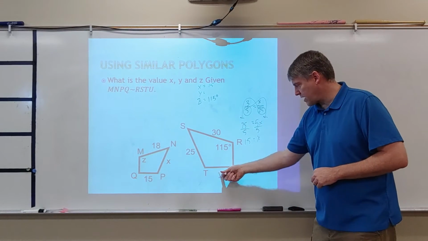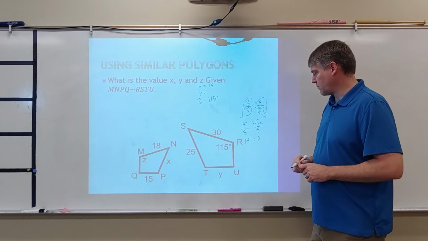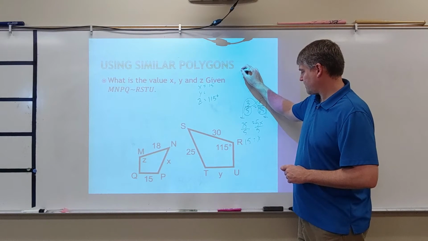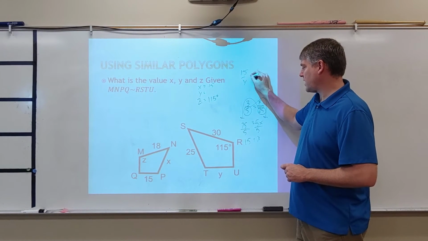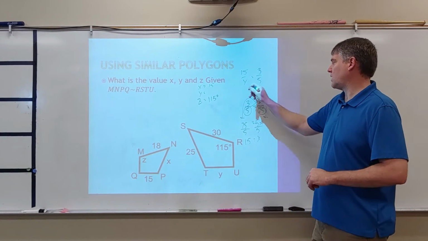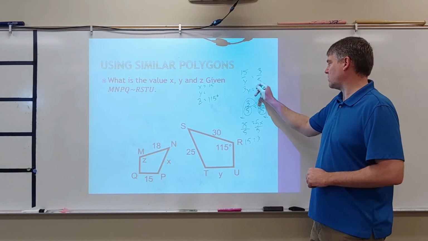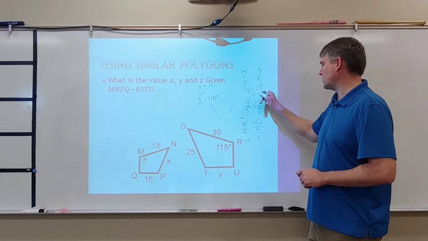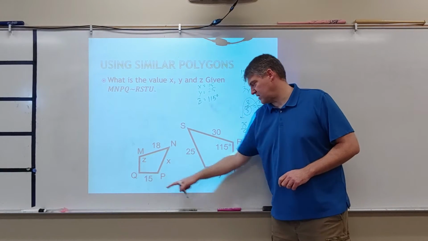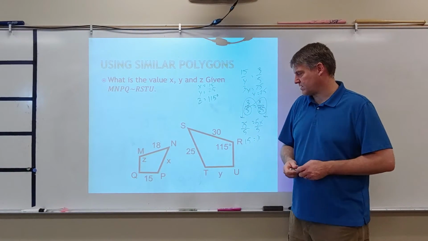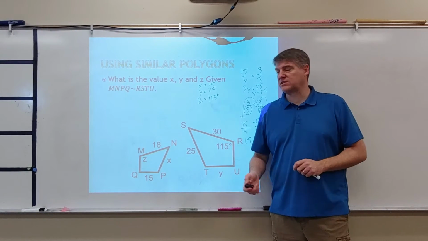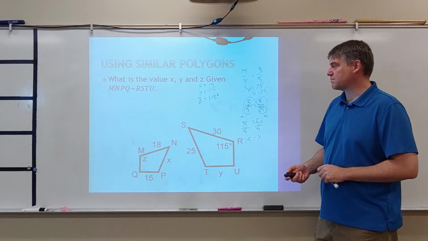Now I need to find Y. Y is here. So now what I'm going to do is 15 over Y equals 3 over 5. Well, this gives me 3Y equals 75, or Y equals 25. You probably caught that right away. Hey, if this is 15, this has got to be 25, right? Because we just did that one. All right? But that's using proportions and similarity.